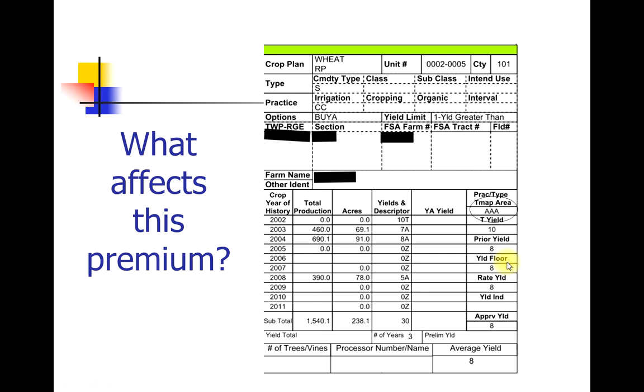So what happens at that point is they floor your unit, is what it's called. So if you look where it says yield floor, this one says 8 in it. If there's a number in this yield floor portion of this unit, that means that they floored it. And then if they floor a unit plus it's high risk land, it's very possible you could be paying $30 an acre for a $60 an acre guarantee on this one unit. So that would be a good place to avoid ever doing recrop wheat again, just because your premium is going to be astronomical really for what the guarantee is there.